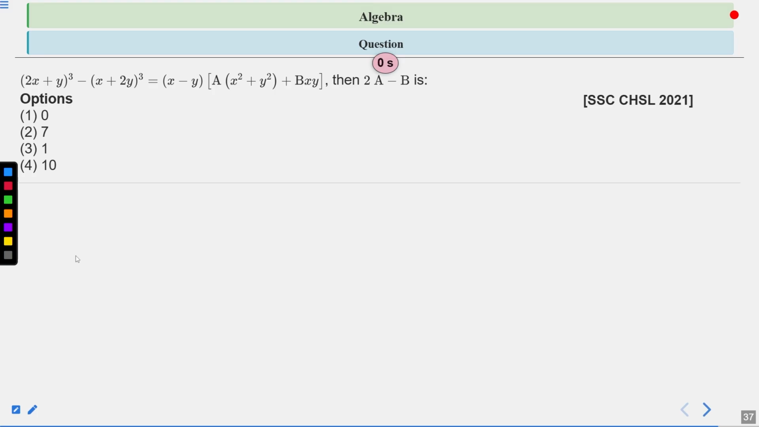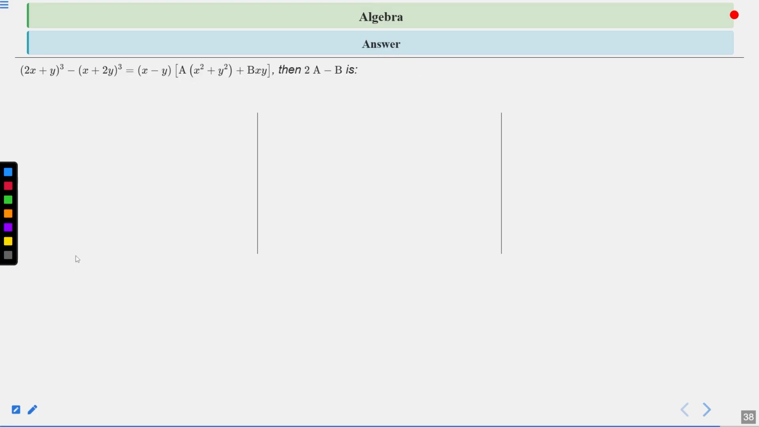Now time's up. Let's see the solution of this question. The question says that (2x plus y) whole power 3 minus (x plus 2y) whole power 3 is equal to (x minus y) in one bracket multiplying by, in a large bracket, a into x square plus y square plus b into x into y. So the correct answer of this question is the third one, which is 1. Now see the detailed solution of this question.